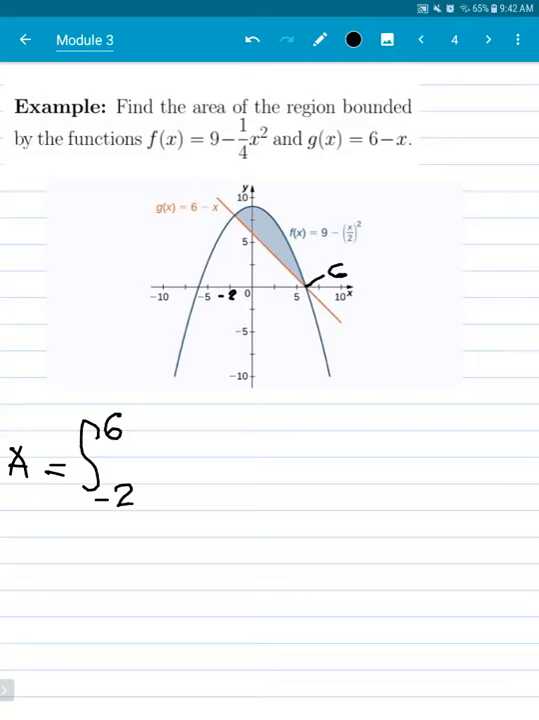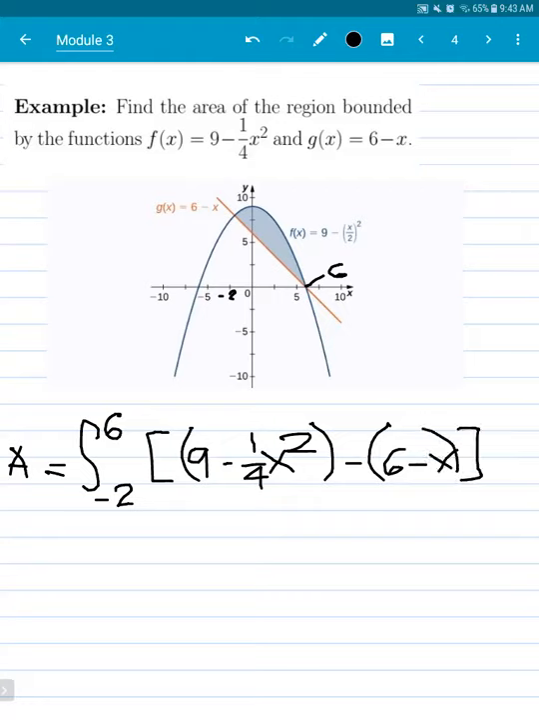And the higher curve in that interval from -2 to 6 is always the parabola, whose equation is given by 9 minus 1/4 x squared, minus the lower curve, which is always the line 6 minus x, and then that's it. You have the definite integral set up. That gives you the area. The rest is computation. So just showing you the computation, we will have the following.